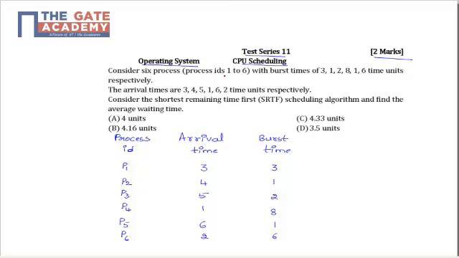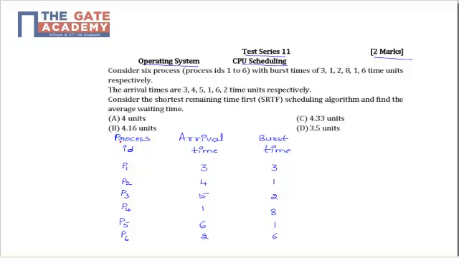Consider 6 process IDs 1 to 6 with burst times of 3, 1, 2, 8, 1, 6 time units respectively. The arrival times are 3, 4, 5, 1, 6, 2 time units respectively. Consider the shortest remaining time first, which is nothing but SRTF scheduling algorithm, and find the average waiting time. Option A 4 units, option B 4.16 units, option C 4.33 units, option D 3.5 units.